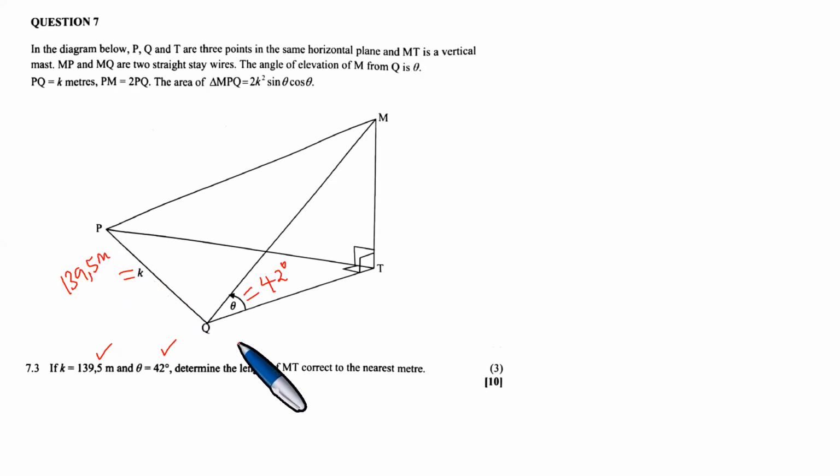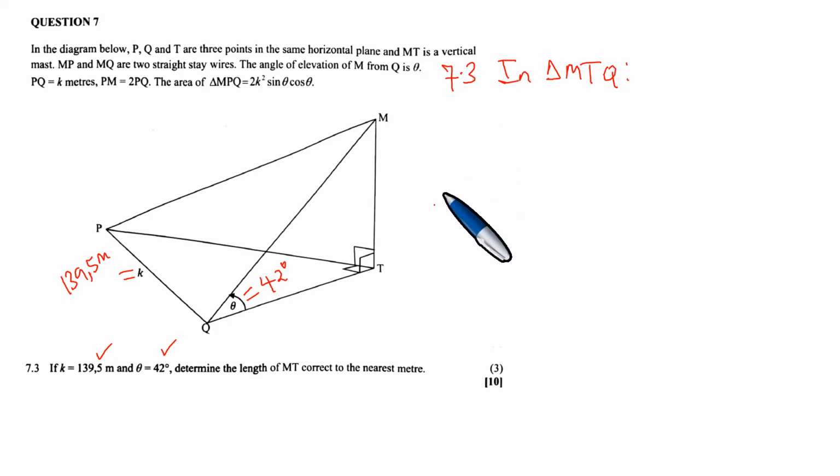So what do we do now to determine the length of MT? Here is MT over there within the required result. So obviously we can do that one with ease, and I'm sure that it is very straightforward. To find the length of MT, we use the trigonometric ratios because we can see clearly that the triangle here is right angled. So we continue without fear. In 7.3, we're going to work in triangle MTQ.